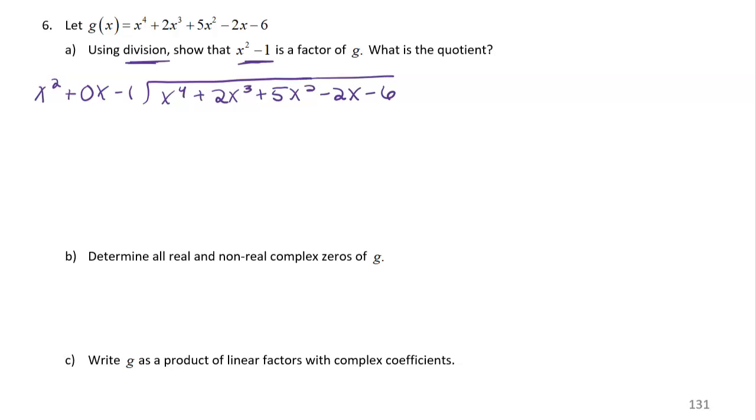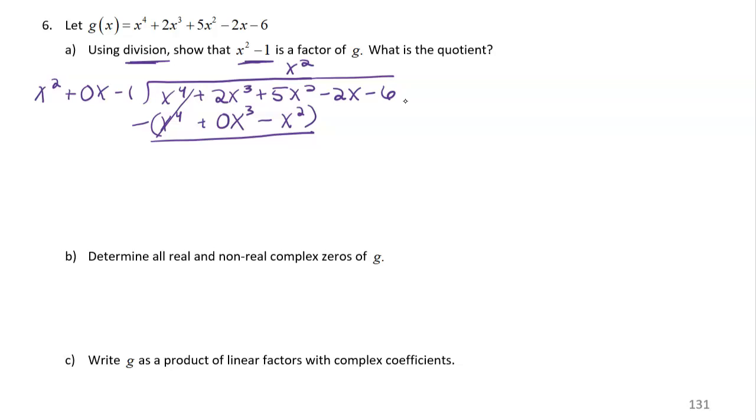All right, and then you write out your g of x function inside the division, and then you proceed with your division. So you're doing x to the 4th divided by x squared, which gives you an x squared. You write it on the top, multiply it through, and then you subtract that quantity.